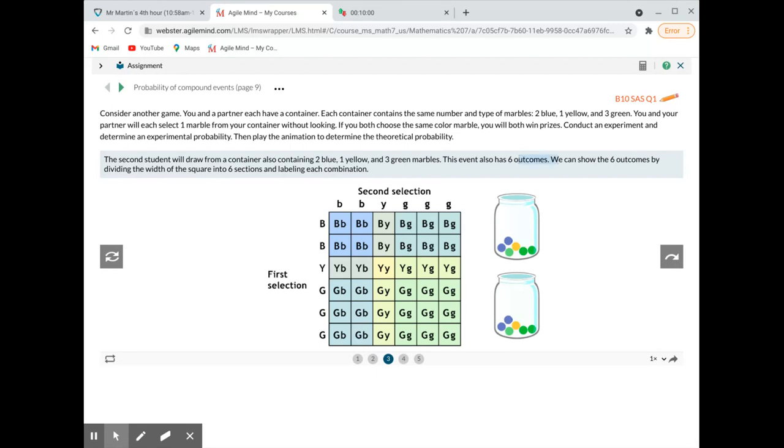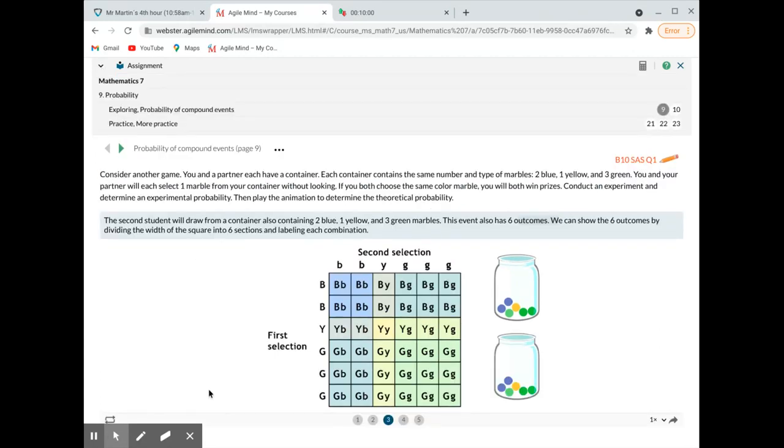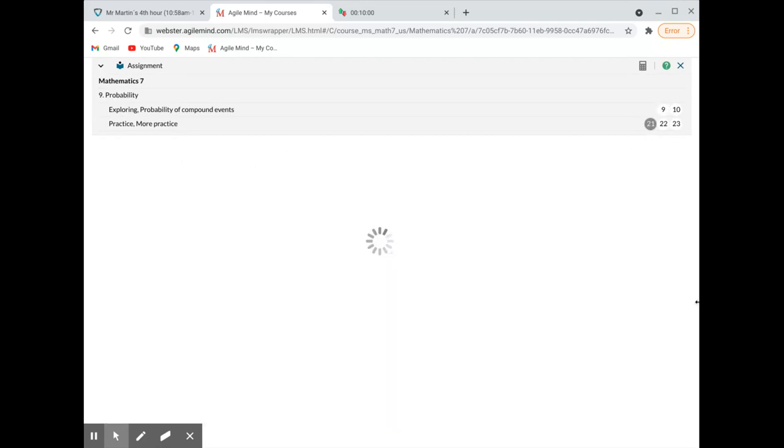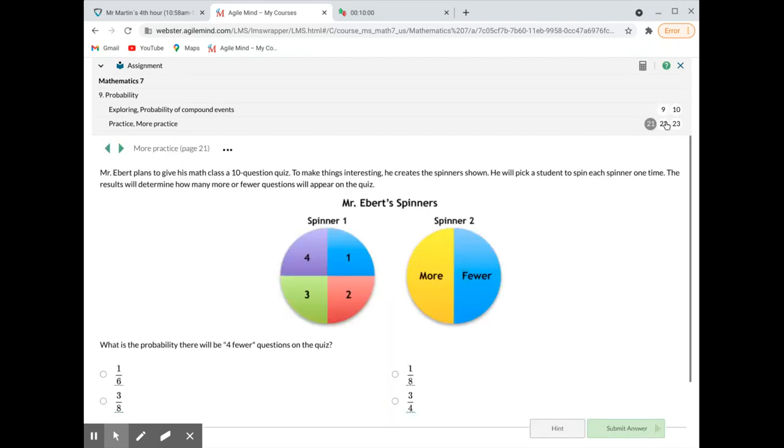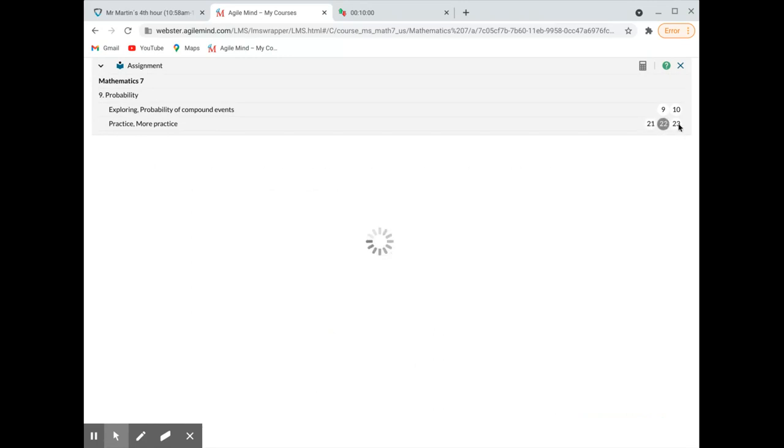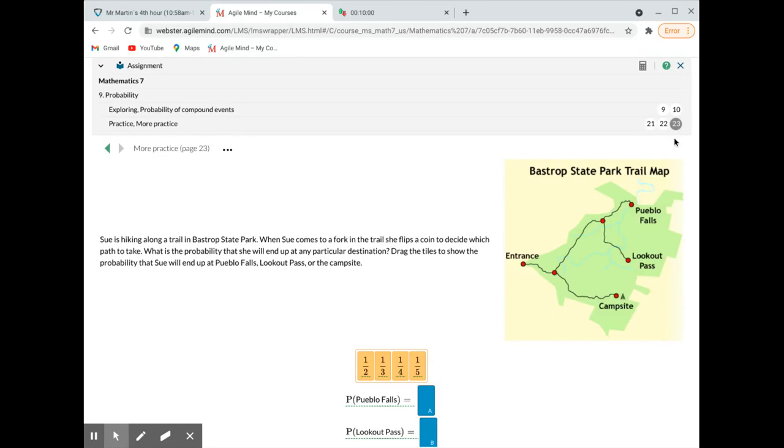All right. So this is actually going to conclude our lesson. However, y'all need to go right here to that arrow and click more practice and answer questions 21 through 23. Now you're going to have to answer these by using what we learned today, dealing with compound events. We said when we use compound events, we're going to have to do what operation?